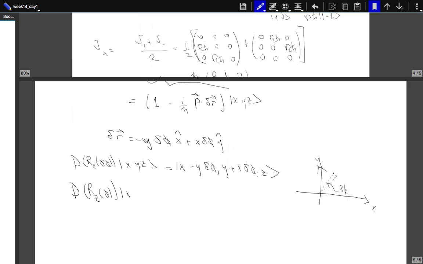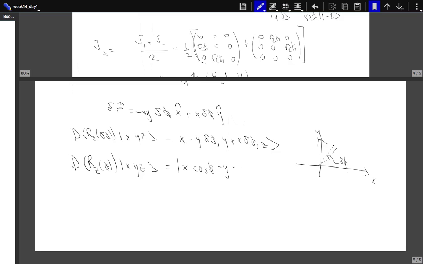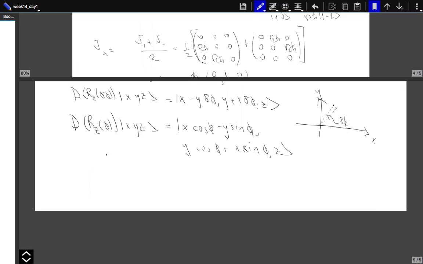If you would just consider an arbitrary rotation by phi, you would just get x cosine phi minus y sine phi, y cosine phi plus x sine phi, and z, which in particular means that if I rotate around the z-axis by 2 pi, I get x, y, z, no minus sign.